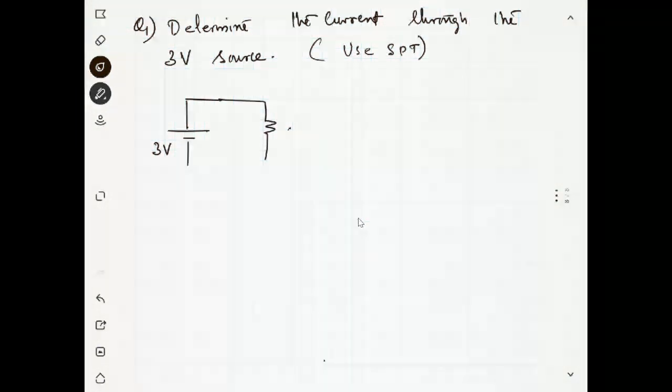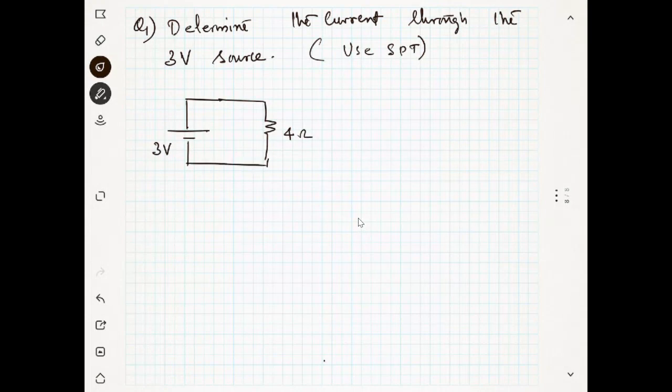and this is a 4 ohm resistance, and there is a current source going like this, which is 0.25 ampere. So we have to apply the superposition theorem. What should we do first? Start with the sources. Turn off one of the sources.